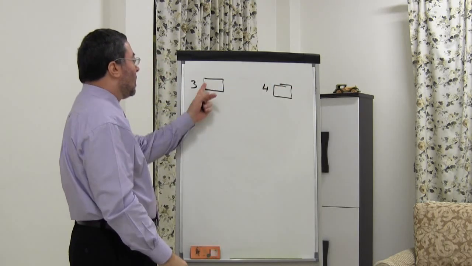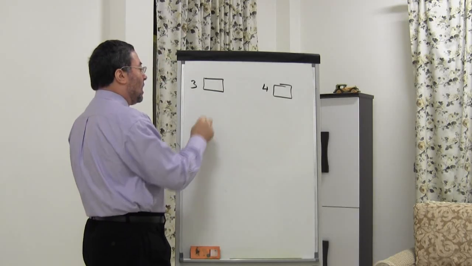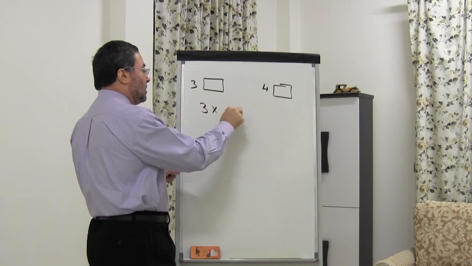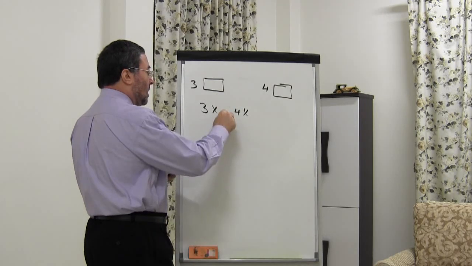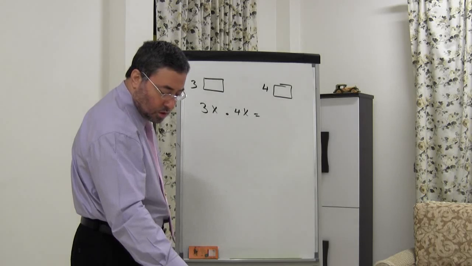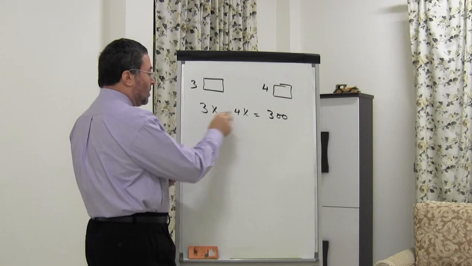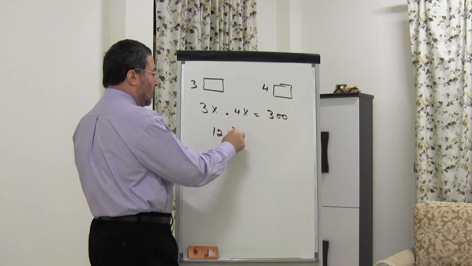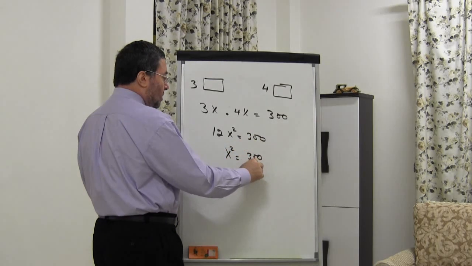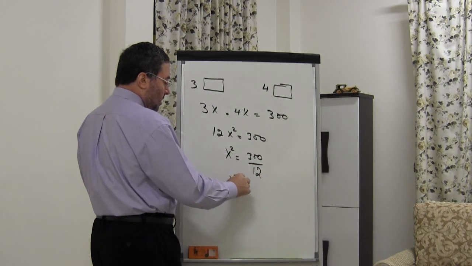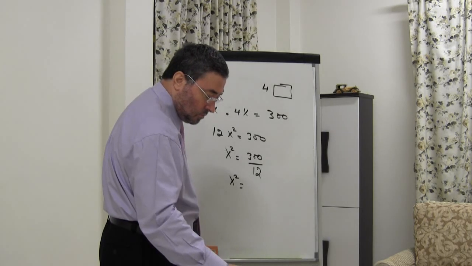And we do not know the measure of this block. So here, instead of using block, we use algebra, and that will be 3x times 4x, because we have the area, and that gives us the area, which is 300 inches squared. So we get here 12x squared equals 300, and x squared equals 300 over 12, and x squared equals 25.